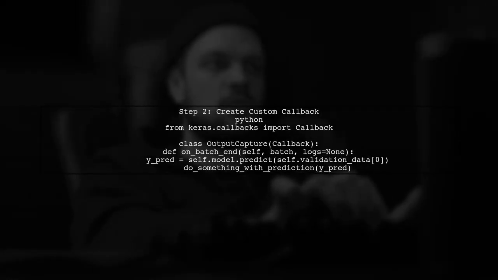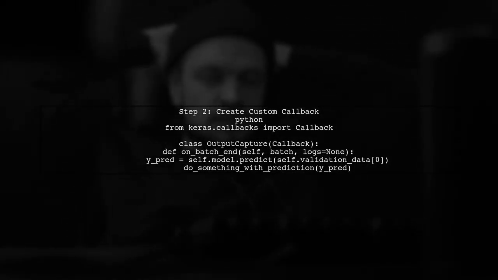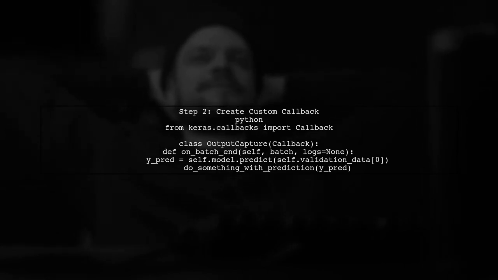First, let's create a custom callback class. This class will inherit from Keras' callback and override the onBatchEnd method to capture the model's output.